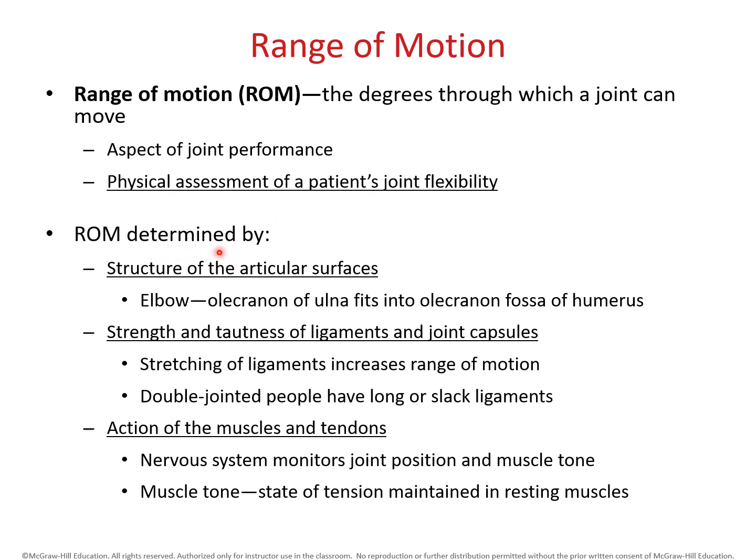What is range of motion determined by? Well, it's determined by the integrity of the structure of the joint, such as how are the articular surfaces? Are the articular surfaces worn away? If they're worn away, then that means it's going to hurt when you move, so therefore that would decrease your range of motion. If you're limited by pain, you're not going to move as much at that joint.